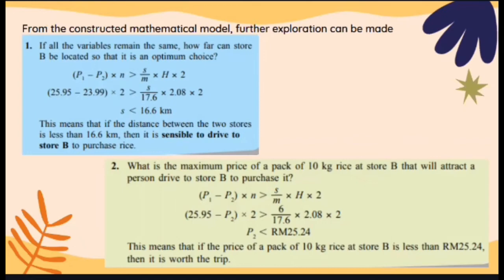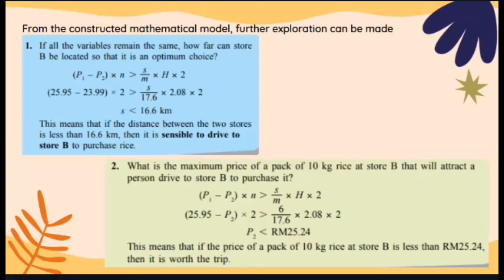25.95 minus 23.99 times 2 is bigger than S over 17.6 times 2.08 times 2. S is smaller than 16.6 km. This means that if the distance between the two stores is less than 16.6 km, then it is sensible to drive to store B to purchase rice.